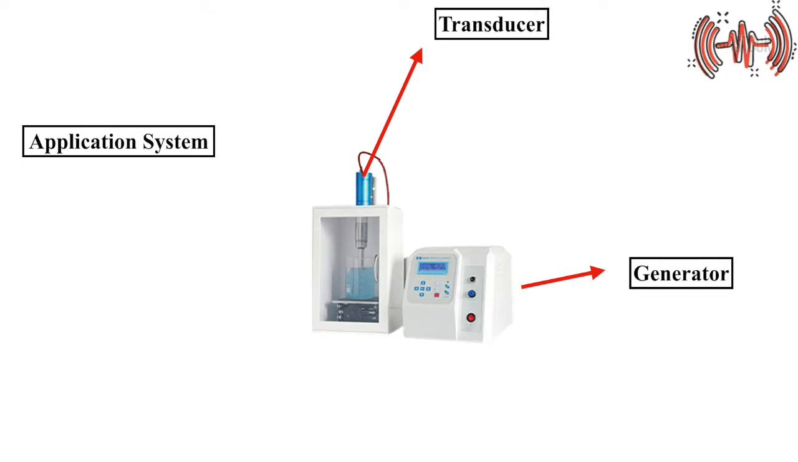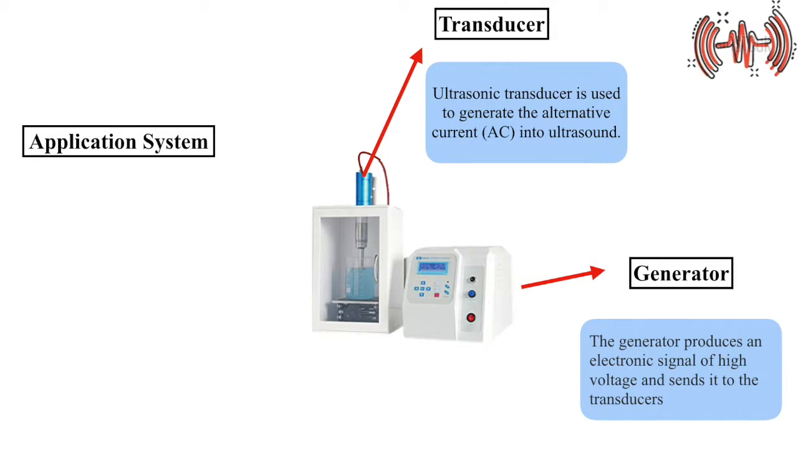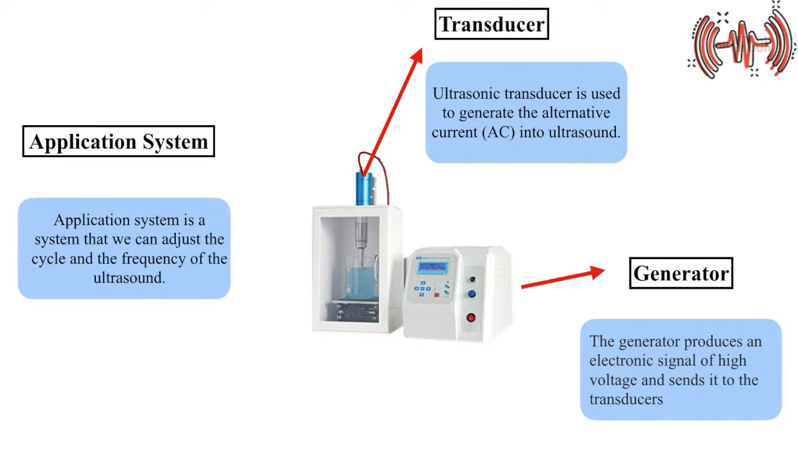So, it can be divided into 3 parts, which is generator, transducer and application system. In generator, it will produce an electronic signal of high voltage and send it to the transducers. After that, transducer will be used to convert the alternating current into ultrasound. The application system is a system that we can use to adjust the cycle and the frequency of the ultrasounds.